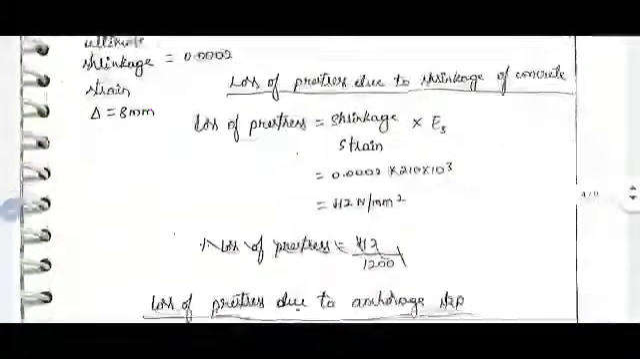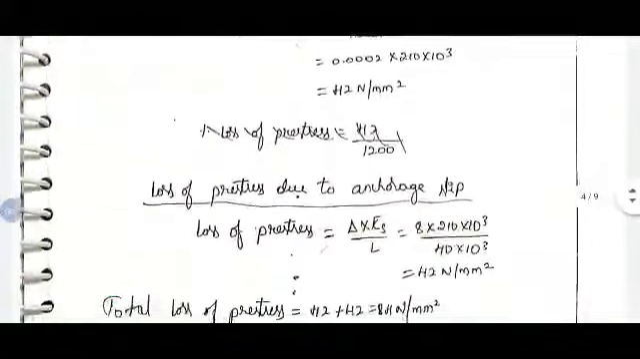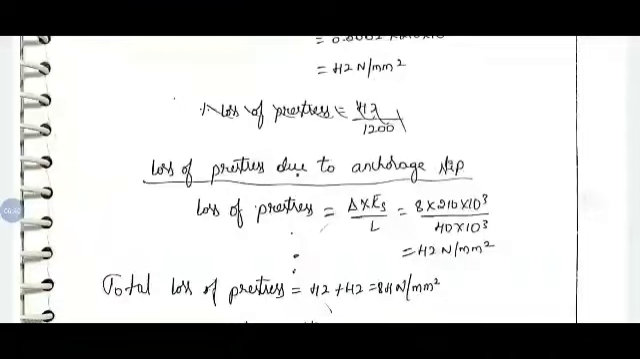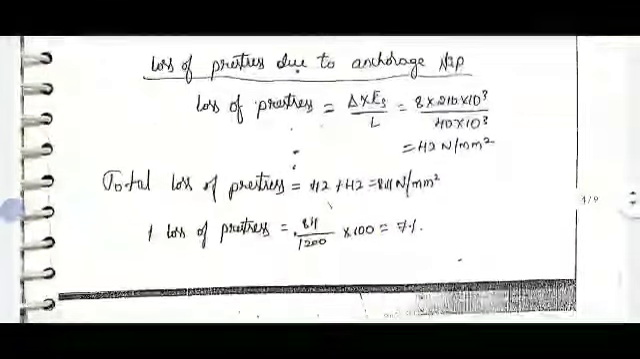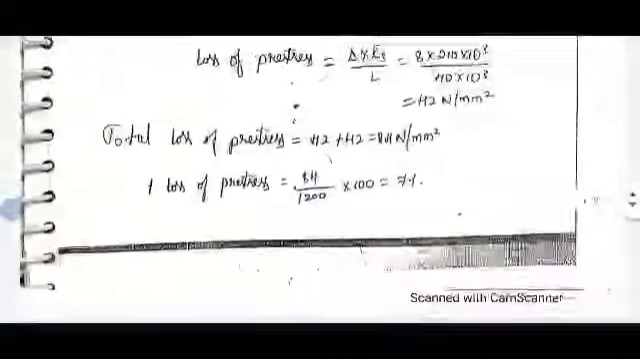42 Newton per mm square. Then loss due to anchorage slip, delta ES by L. Substitute the values, we will get again 42 Newton per mm square only. Total 42 plus 42, 84 Newton per mm square. Then percentage loss of prestress.